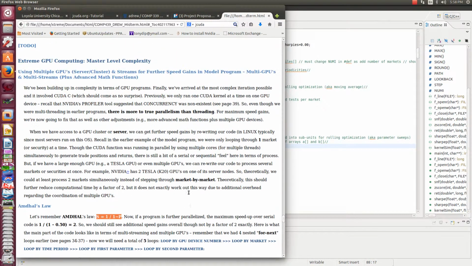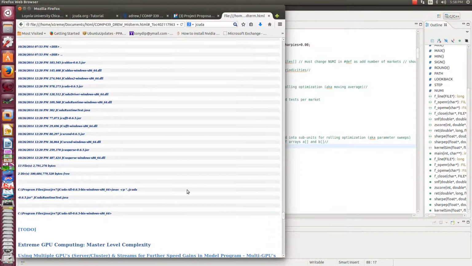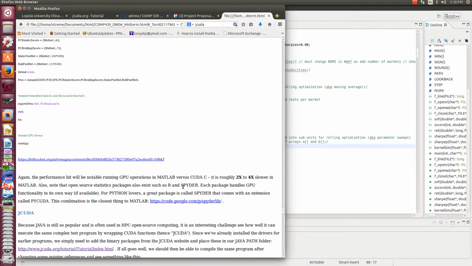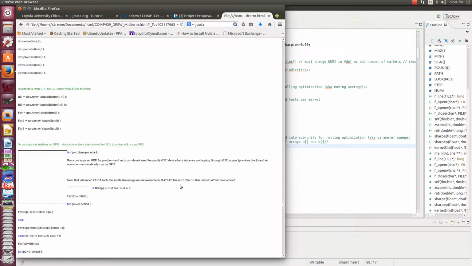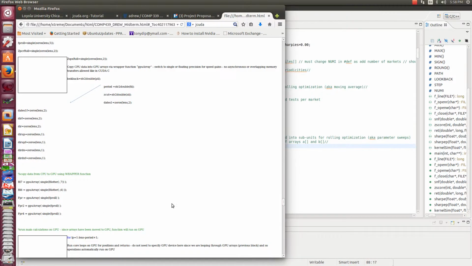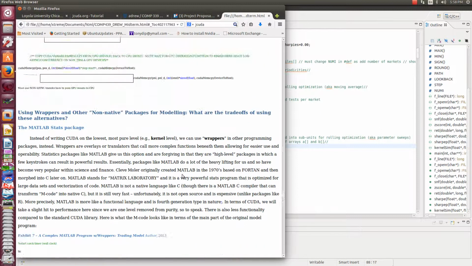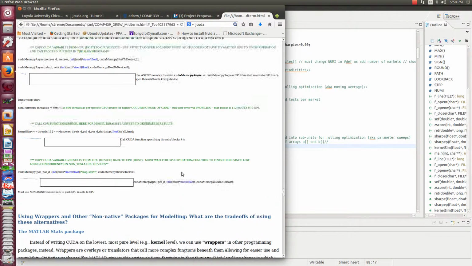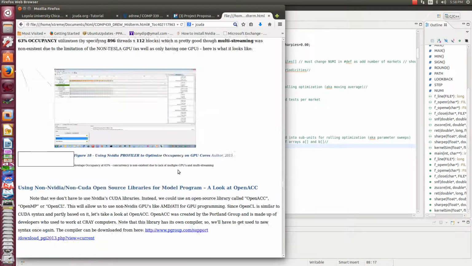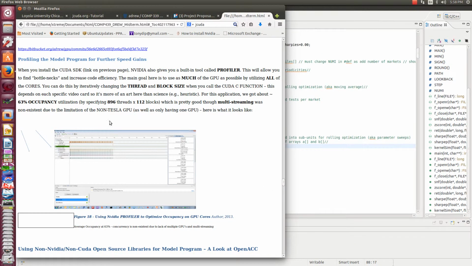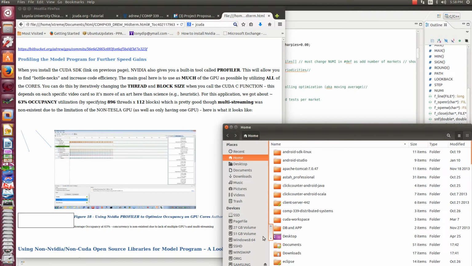Again, the highest level here is multi-threads, multi-streams, multi-GPUs. Parallelism doesn't just mean multi-threads. It's a lot more than that. And again, there are tools to help you figure out how fast your code is. The Profiler from NVIDIA helps a lot.